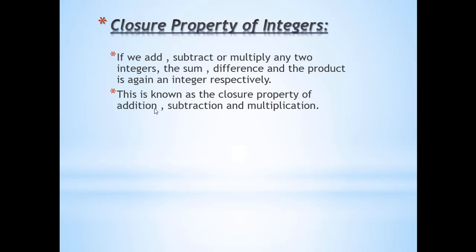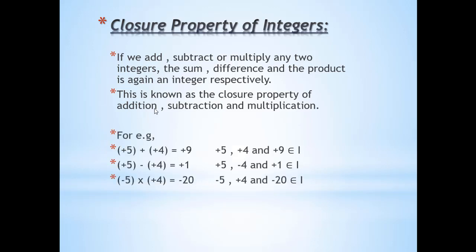If it is the property of addition, it will be known as the closure property of addition, if it is the property of subtraction, it will be known as the closure property of subtraction, and in the case of multiplication, it will be known as the closure property of multiplication. We have given three different examples. The first example is of addition: plus 5 is an integer and plus 4 is also an integer, and when we add these two integers we get plus 9, and plus 9 is also an integer.